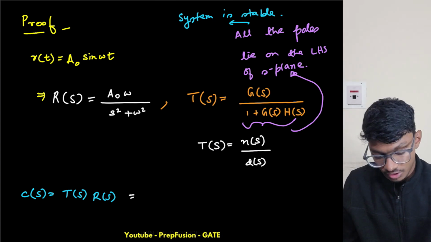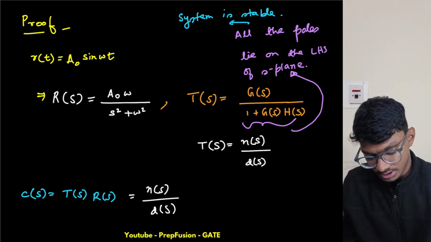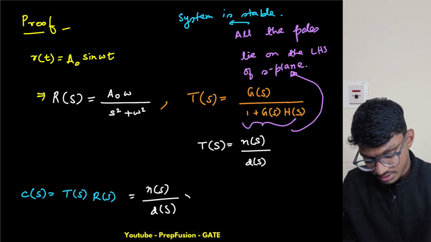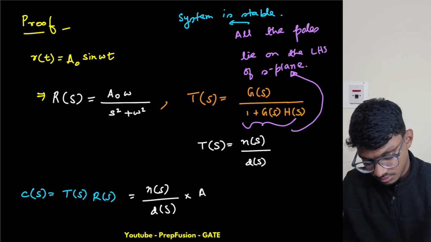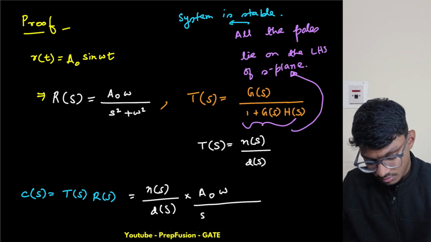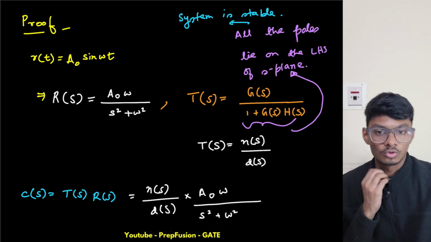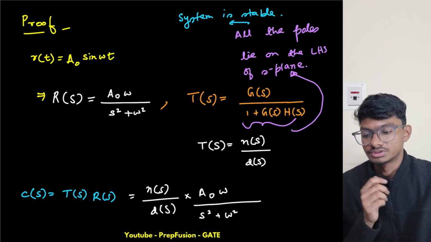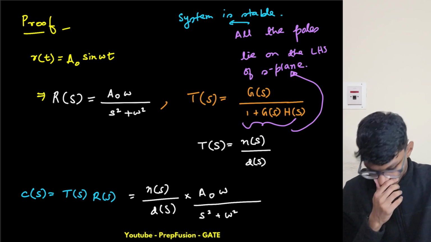So what is T of s? T of s is N of s by D of s basically. And what is R of s? R of s is a naught over s square plus omega square basically. So omega I can write it as omega naught also, but I'm not writing it because there will be some confusion at the end. So I'm writing this as s square plus omega square.